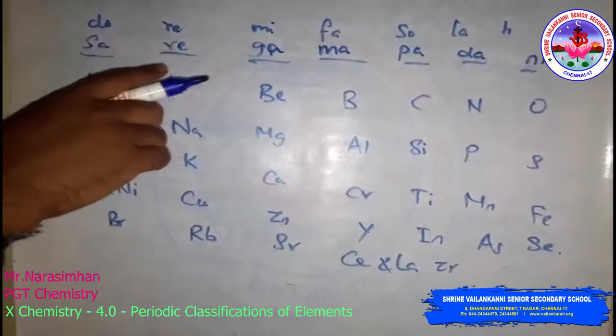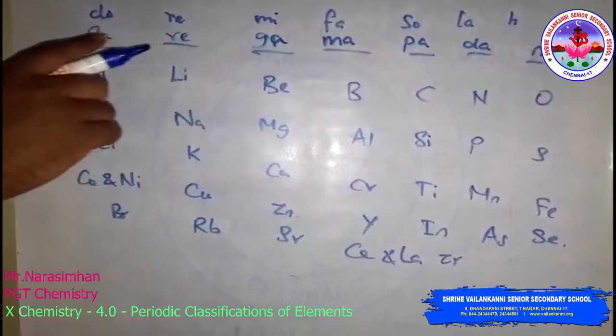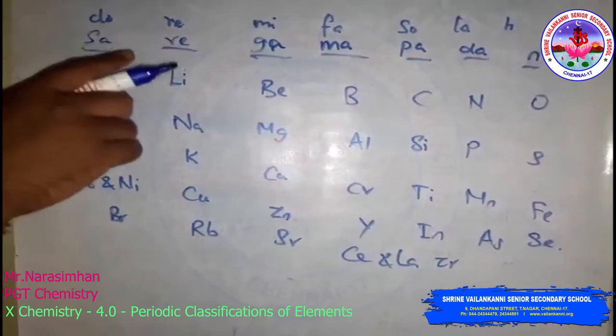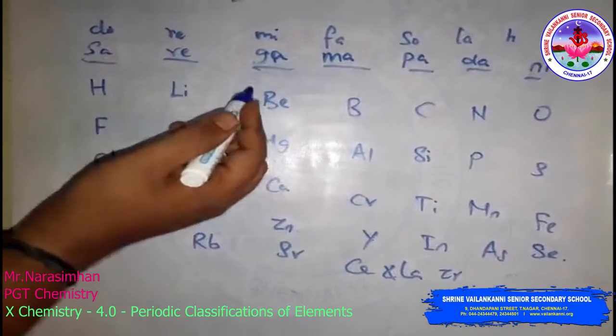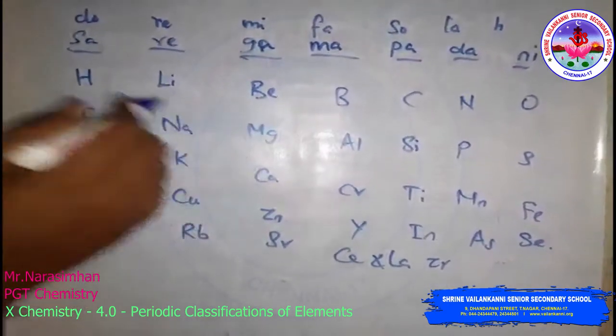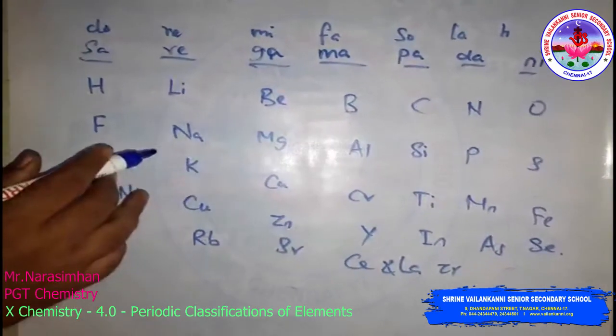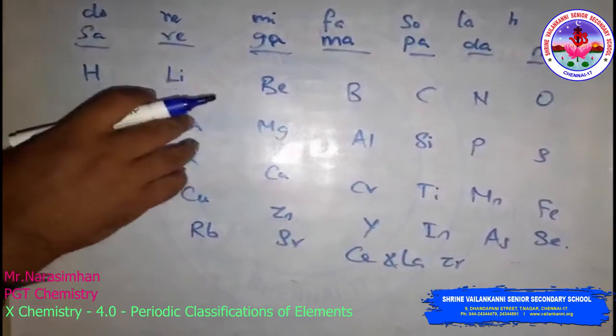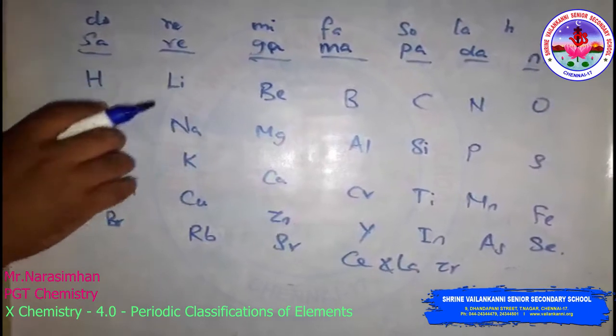So naturally there must be some repetition of notes. Every 8th note is similar to the first one, and it is the first note of the next scale. So he arranged the elements like this. It was found that the law of octaves was applicable only up to calcium.